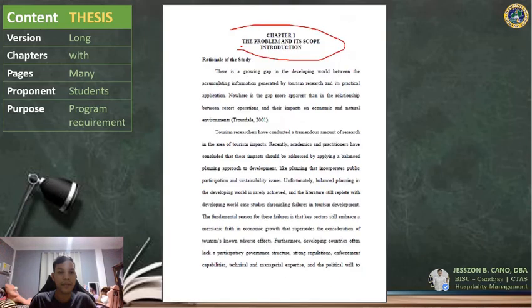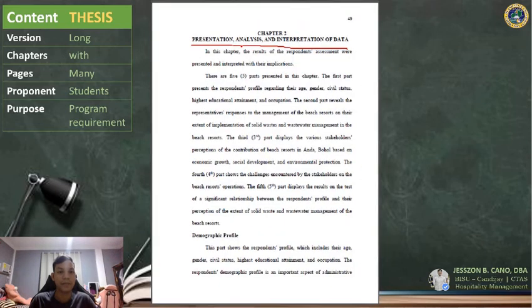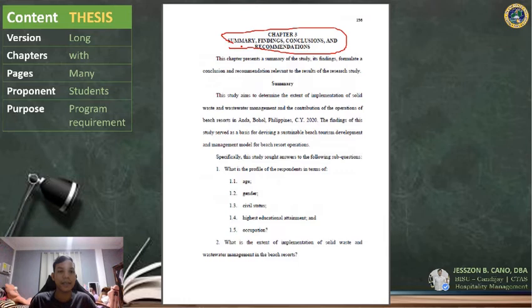Okay, just a recap. Chapter 1 is for the problem and its scope, or the introduction. Chapter 2 is the presentation, analysis, and interpretation of data. And chapter 3 is a summary of findings, conclusions, and recommendations.